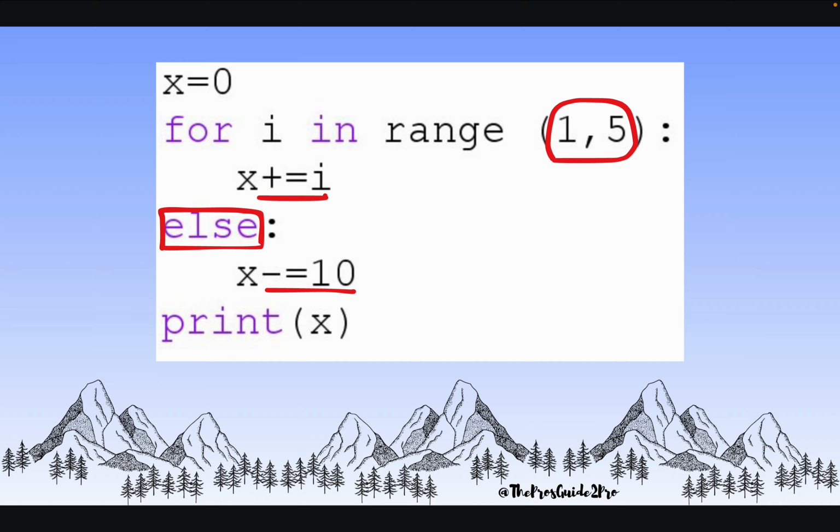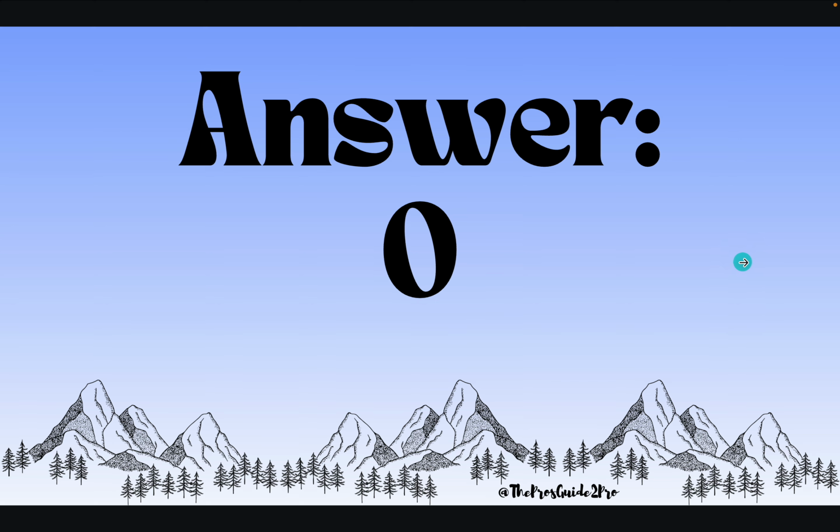So let's start. We have 0, and then our I starts off at 1. 1 plus x is 1. Now I is 2. 2 plus 1 is 3. Now I is 3. 3 plus 3 is 6. I is 4. 4 plus 6 is 10. And then in our else, 10 minus 10 equals 0. So our x should equal 0.